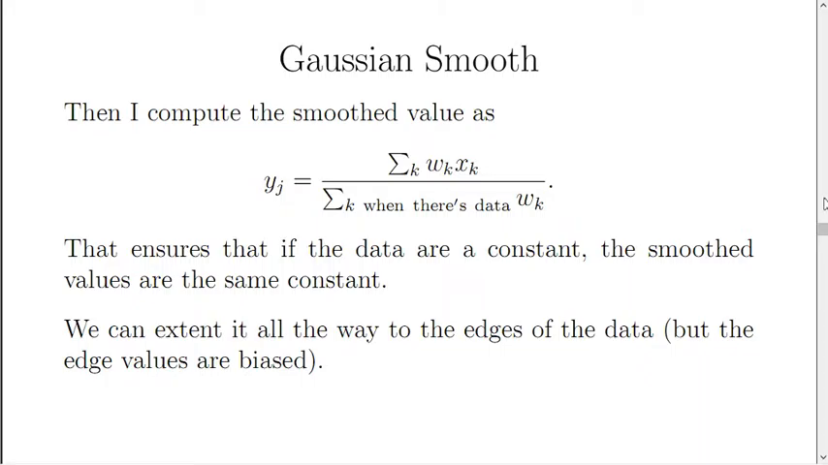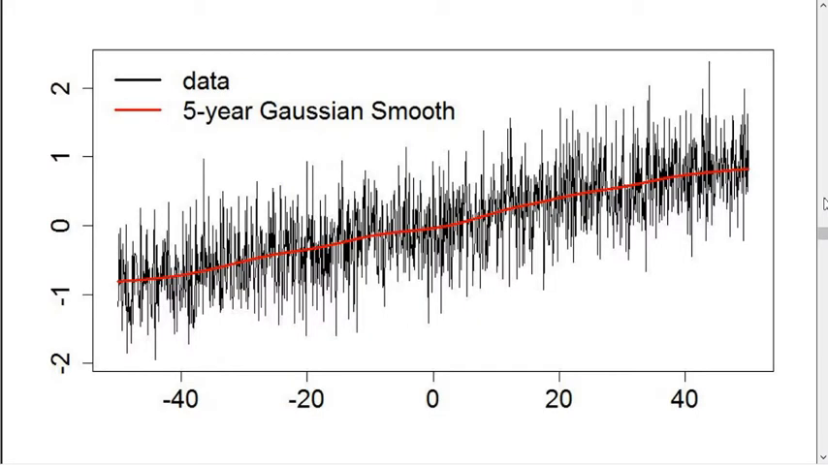Now, because we're not insisting that we have the entire filter within any given window, we can push it all the way to the edges of the data if we like. But we should bear in mind that when we get to the edge of the data, we're only using values that are off to the side of the time at which we're trying to smooth the data. That can lead to some edge effects. Here's the result of a roughly 5-year Gaussian smooth. It's pretty smooth. It's very nice and linear. There's been a great deal of noise reduction. So we've got a very nice smooth fit.